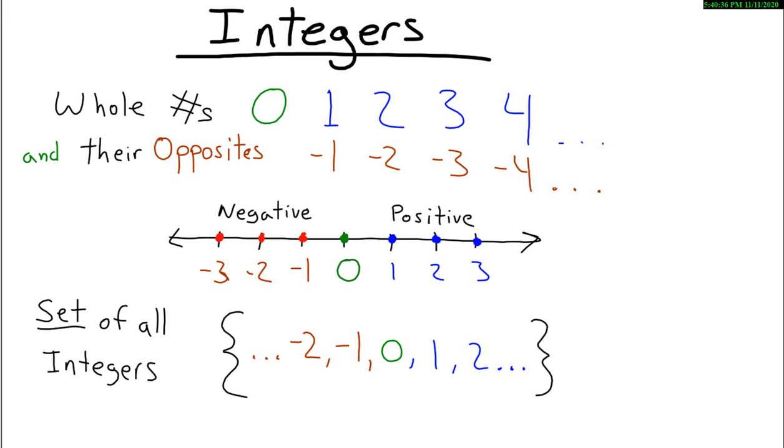So if you notice, it's only right on the numbers. Anything in between there, any fractions or decimals, are not integers. So think of them as counting numbers, positive and negative.